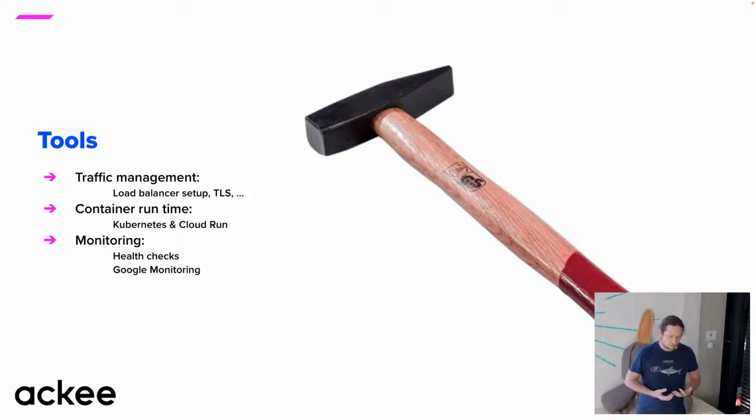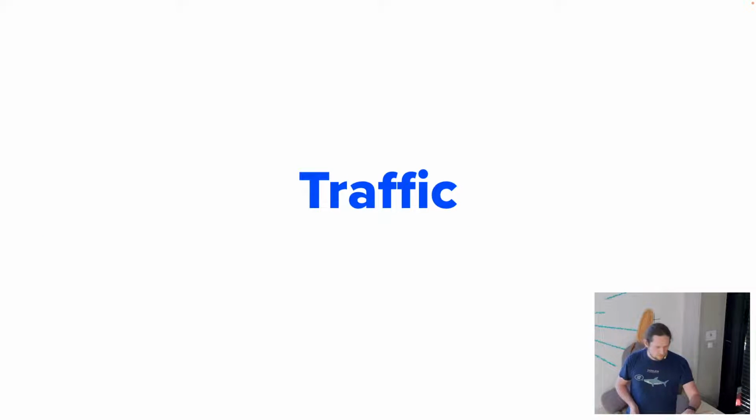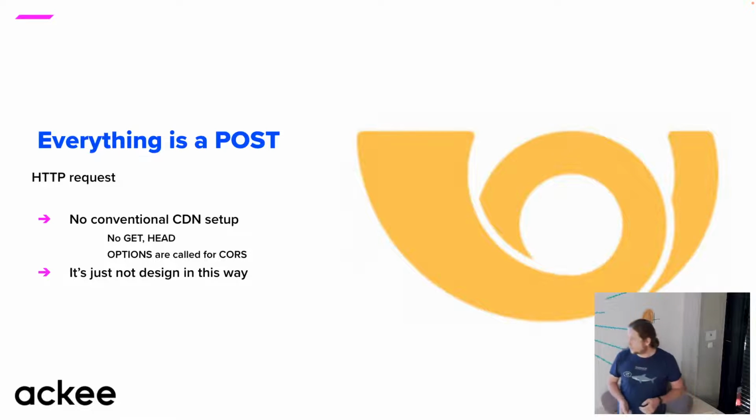And what are the tools we actually use to follow up these objectives, indicators, and stuff? That's why we have traffic management, load balancer setup, TLS, and stuff. That's why we have container runtimes and monitoring to keep everything alive and running. So let's discuss traffic and how we roll in gRPC. So everything is an HTTP POST. There is nothing else. Everything in gRPC is transferred via HTTP POST.